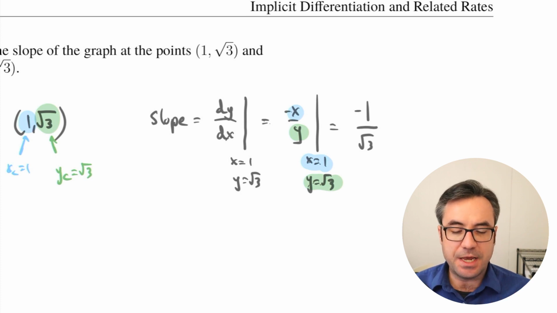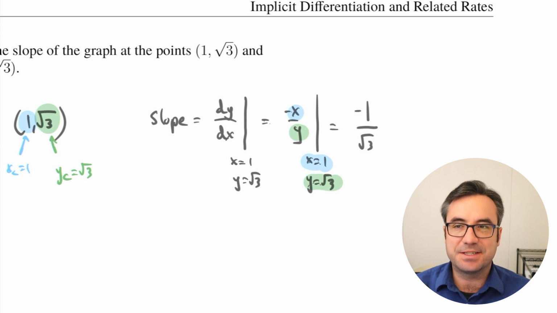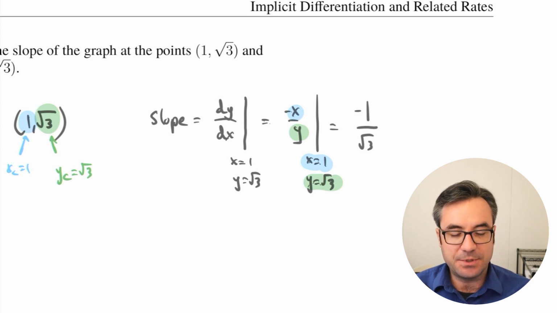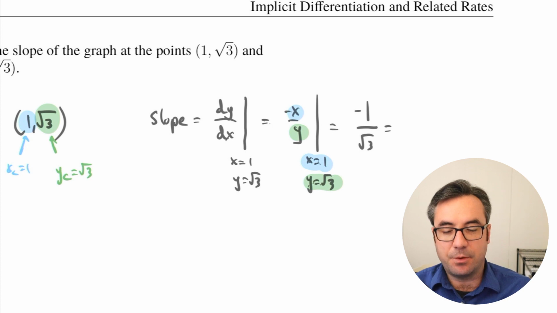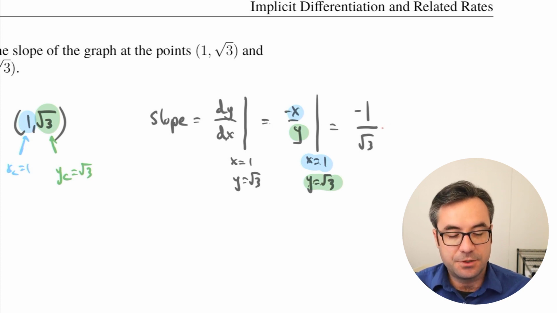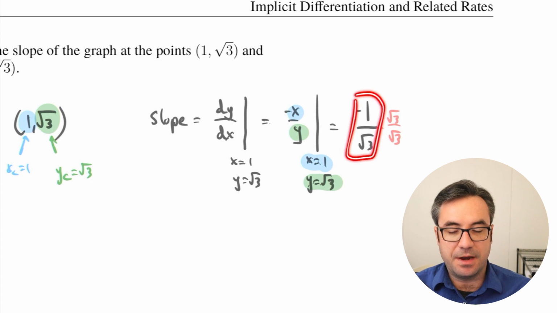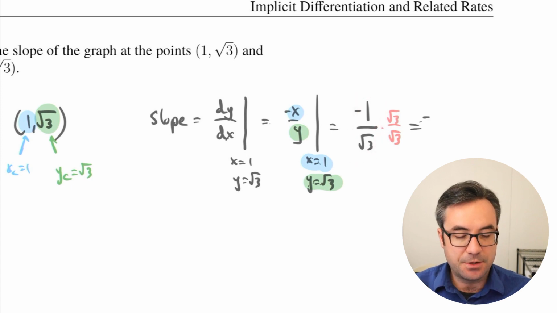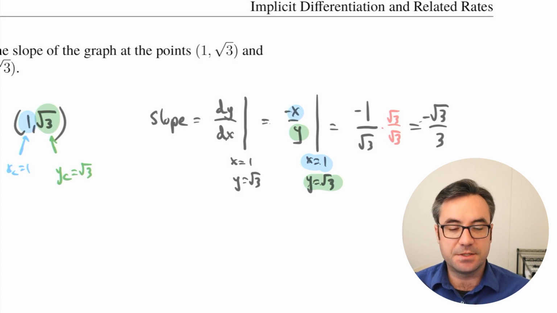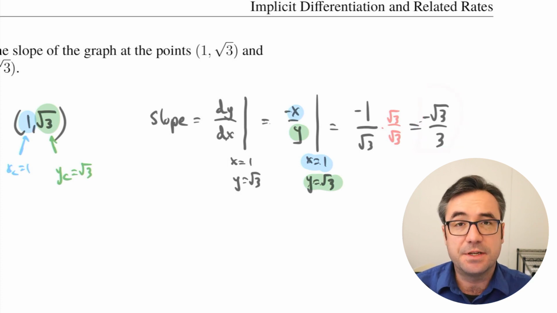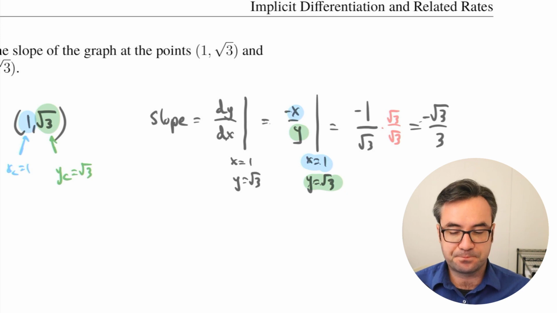And if I wanted to, say, rationalize this fraction here, not really necessary here, but sometimes helpful, I could multiply both the top and the bottom of this fraction by square root 3, just to get the square root out of the denominator. But again, perfectly fine if you want to leave it like this. So I end up with negative square root 3 over 3. And this is the slope of the tangent line, the slope of the curve.